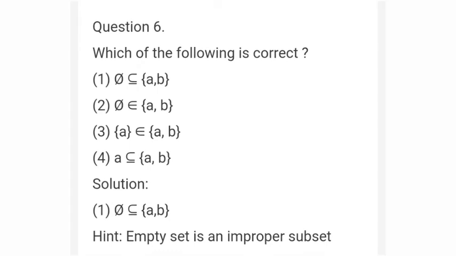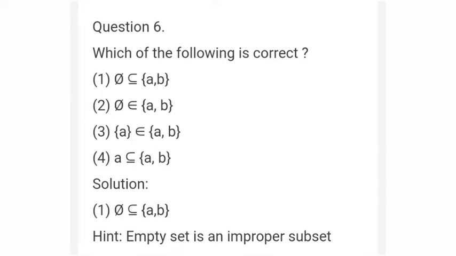Question number 6. Which of the following is correct? 1. Phi is a subset of {a, b}. 2. Phi belongs to {a, b}. 3. {a} belongs to {a, b}. 4. a is a subset of {a, b}.